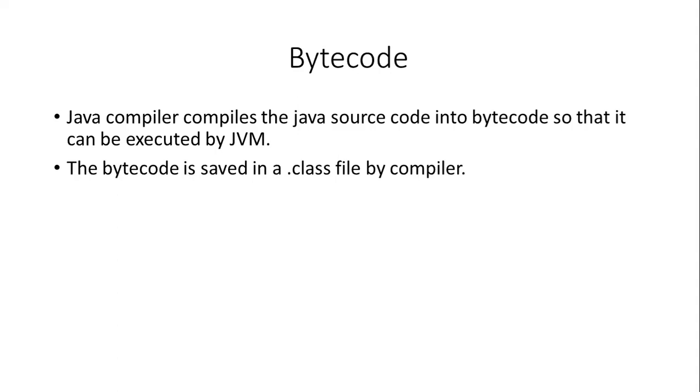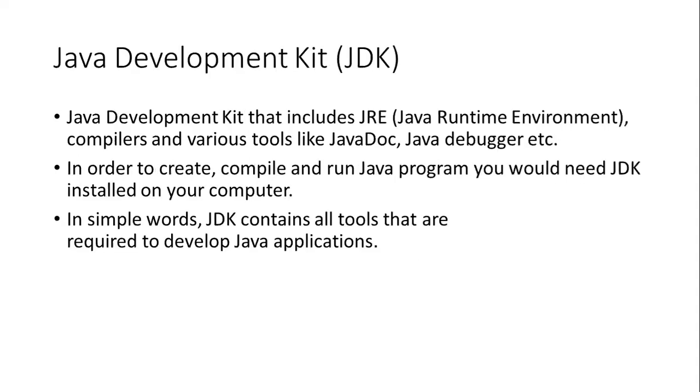We save our Java program with the .java file extension. Bytecode is saved as a .class file by the compiler. For example, our program name is hello. So hello.class will be the bytecode of our hello class program.